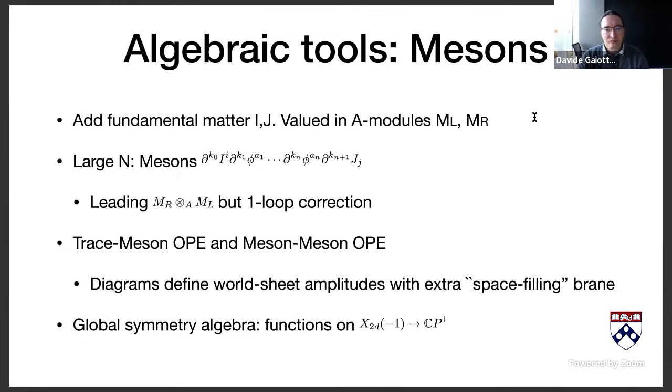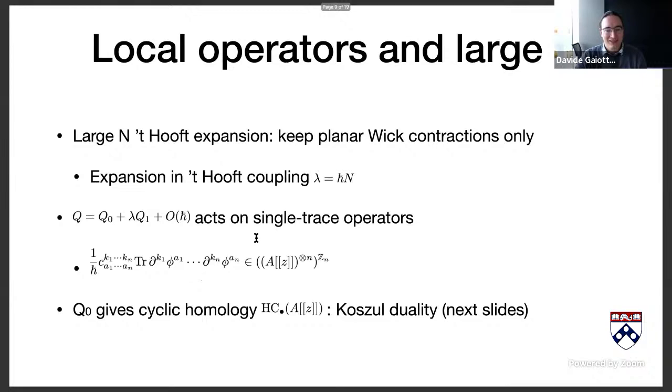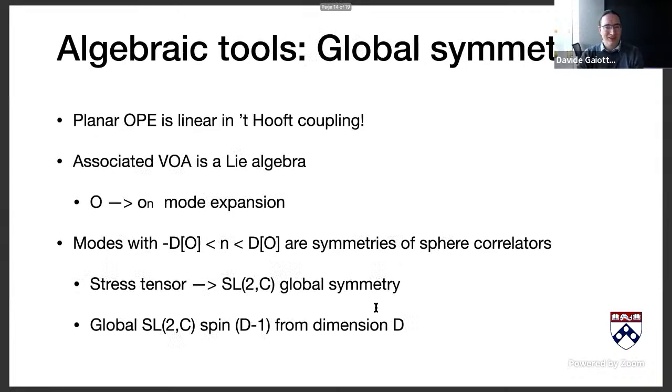And out of these fields, you can start making mesons. We take an antifundamental, a bunch of adjoints, and a fundamental. And if you look at the leading order in lambda, the space of the cohomology of mesons is the same as the tensor product of the two modules. So this is the version of the statement that you get cyclic homology for closed traces. For mesons, you get tensor products.